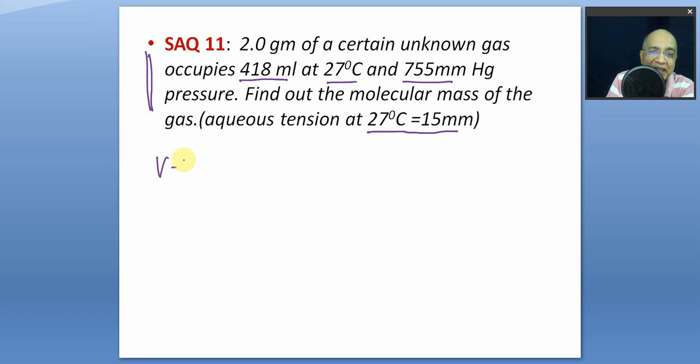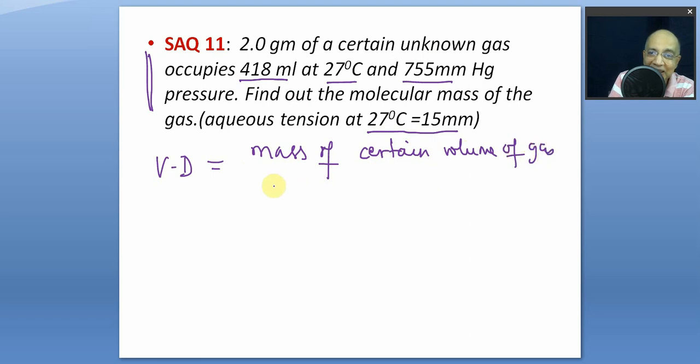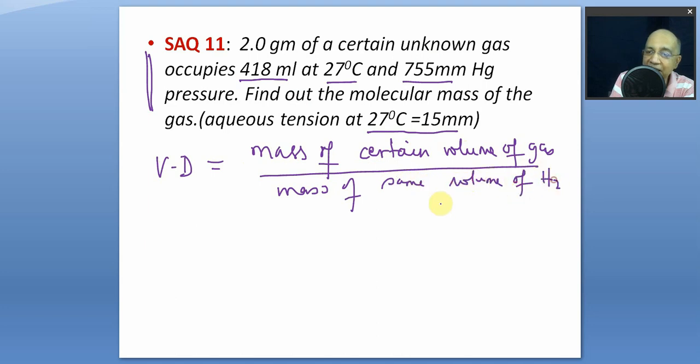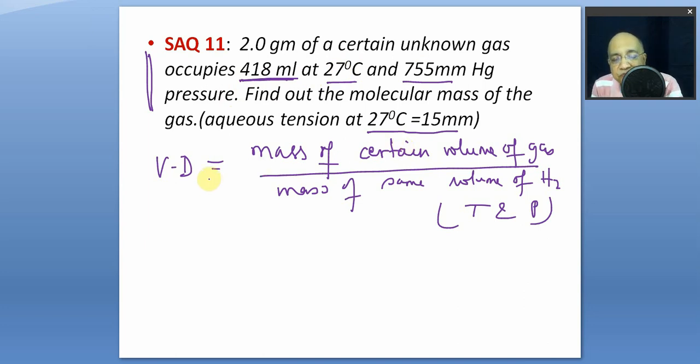What is VD? VD of this gas is the mass of a certain volume, that certain volume being the STP volume, and the mass of the same volume of hydrogen, under the same conditions, T and P the same. So the volume was this at these conditions. Now, no, this is a defective question. I am so sorry about it. It should have been changed.